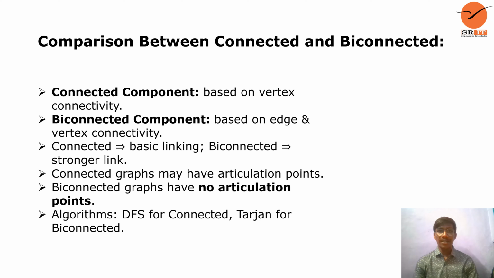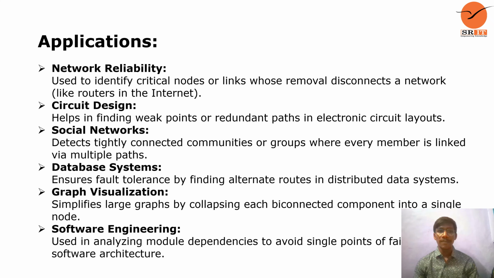Comparison between connected and biconnected components. Connected components are based on vertex connectivity. Biconnected components are based on edge and vertex connectivity. Connected is easy, performed by basic linking. Biconnected is achieved by strong linking. Connected graphs can have articulation points, and biconnected graphs have none. The algorithms: DFS for connected, Tarjan for biconnected.